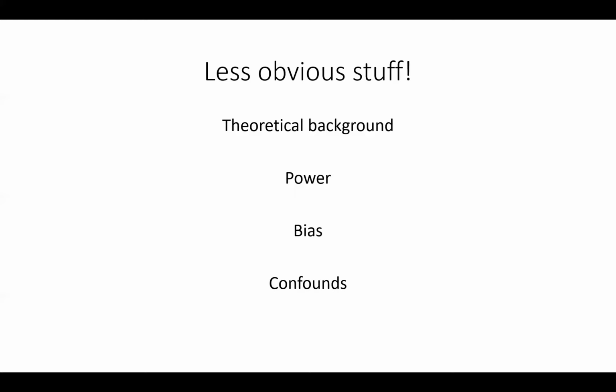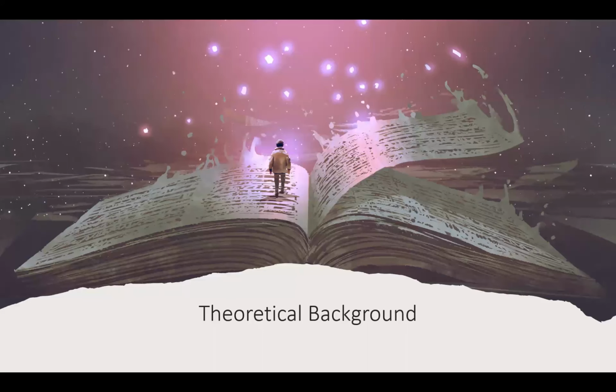These are 4 items that I've noticed get commonly missed in marketing experiments: theoretical background, power, specifically statistical power, bias, and confounds. It's important to know about these 4 things because they'll help you design much better, more sound studies. First up is the theoretical background.